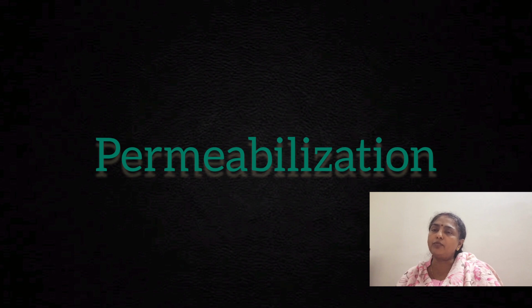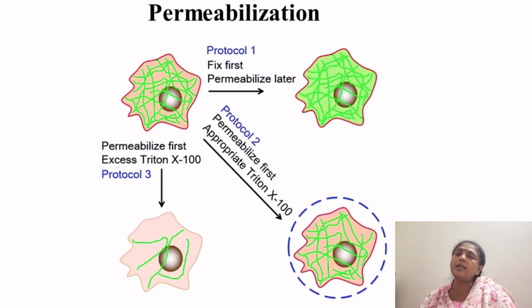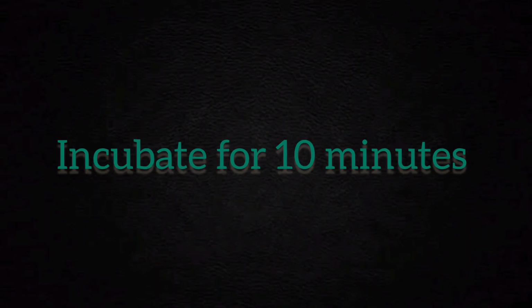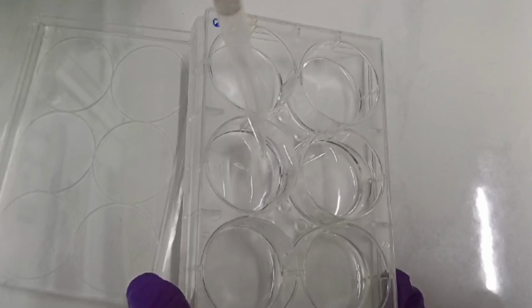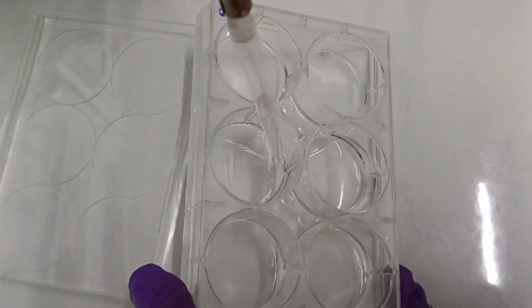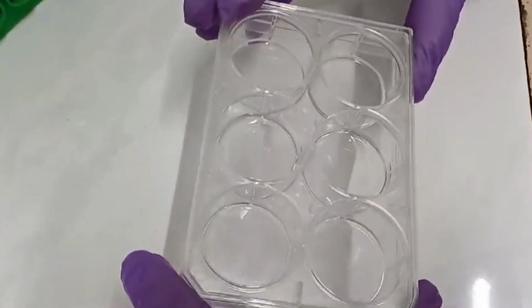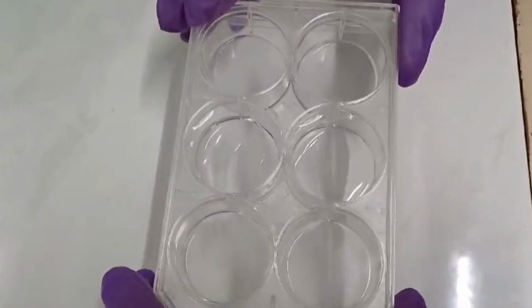The next step after fixation is permeabilization and this has to be done especially if you are planning to visualize or detect proteins which are intracellular. Permeabilization helps in opening up the pores of the membranes and the usual permeabilizing agent which we use is Triton X100. 0.1% of Triton X100 can be used for permeabilization and it is done for about 10 minutes. After permeabilization, the Triton X is removed and the cells are washed with PBS 3 times with a duration of about 5 minutes for each wash.